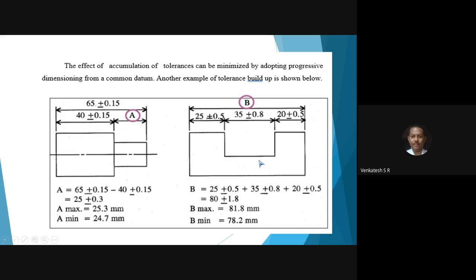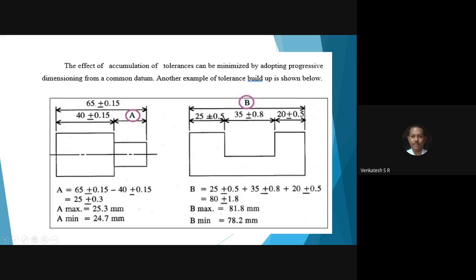Next, come here. Say this is one of the components. You can produce this component by using shaper or milling machine. Here also, there will be two dimensions, plus or minus 0.5 and 35 plus 0.8, 20 plus 0.5. To add the 0.5 to this dimension, that becomes 25.05. If you deduct this 0.5 lower limit from this dimension, it becomes 24.95. There will be two dimensions. One is upper limit, other one is lower limit.